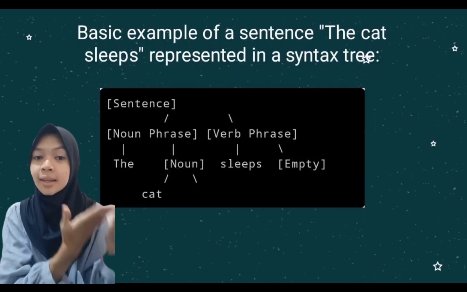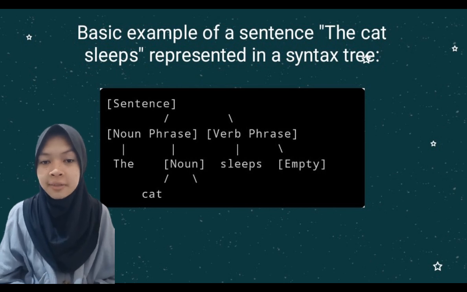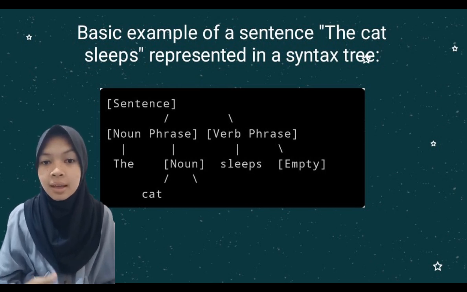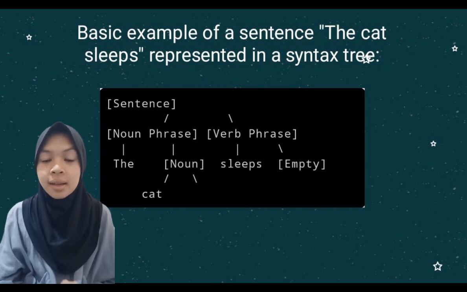Here's a basic example of a sentence represented in a syntax tree. The cat sleeps. In this tree, the and cat form a noun phrase. Sleeps is the main verb, and the structure captures the hierarchical relationship between these elements. The tree diagram provides a visual and structural representation of the syntax of a sentence.